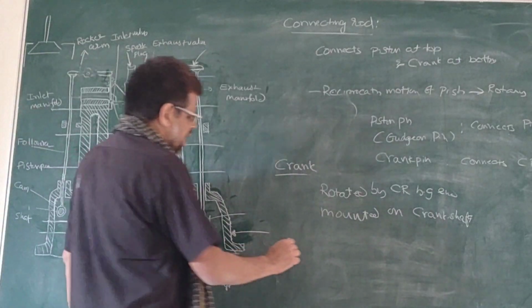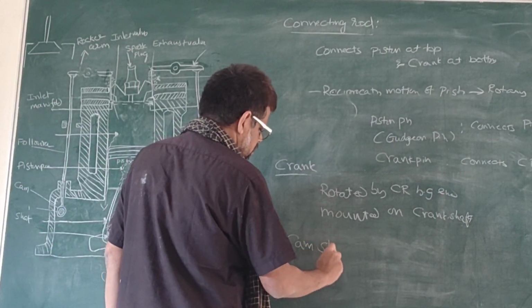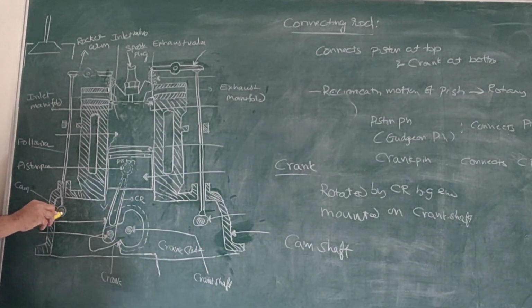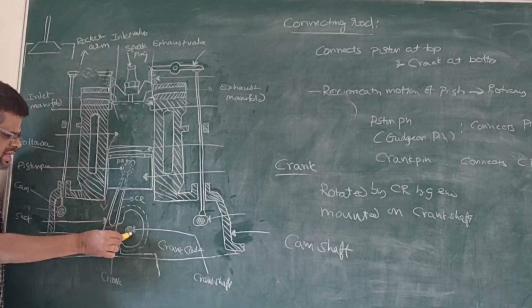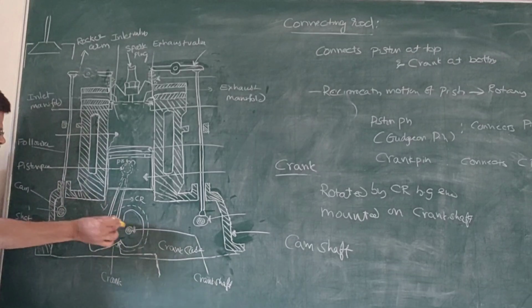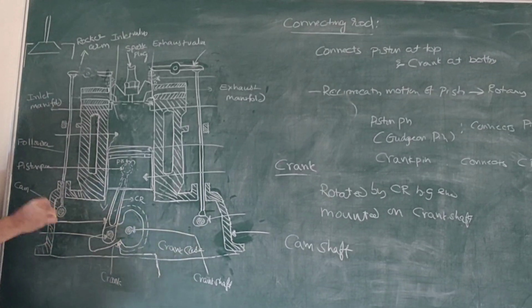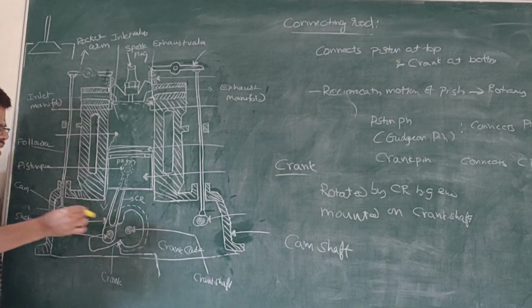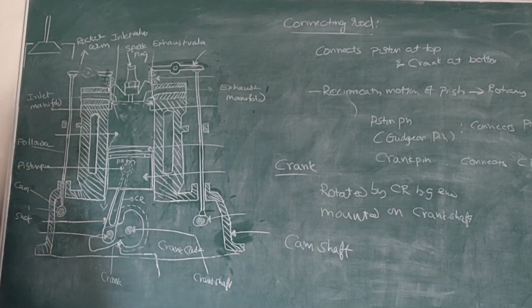And the next one is the camshaft. See here, this is the camshaft. This camshaft is in turn connected to the crankshaft. It gets the motion from the crankshaft itself by using some gearing arrangements. There are some gears between these two. If this rotates through the gears, this also keeps rotating. But it rotates at half the speed of the crankshaft. For example, if the crankshaft rotates at 1000 rpm, the camshaft rotates at 500 rpm. Okay, so that is the camshaft.